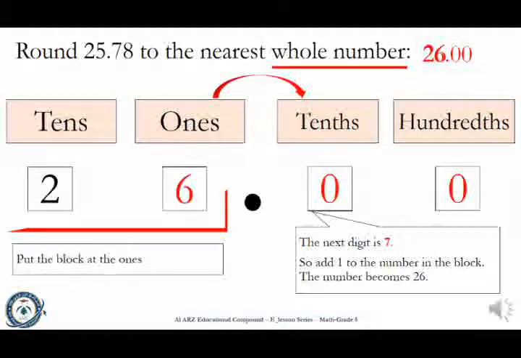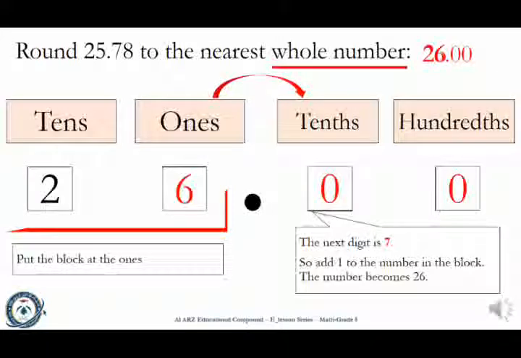Now let's learn how to round without a number line. Round 25.78 or 25 and 78 hundredths to the nearest whole number. So to round this number without a number line, we decompose the number. We have tens, ones, tenths, and hundredths. 25 is the whole part, 78 is the decimal part. To round to the nearest whole number, you put the block at the ones and take everything before. So first step is the block.